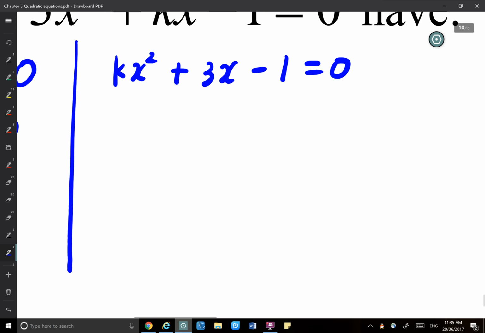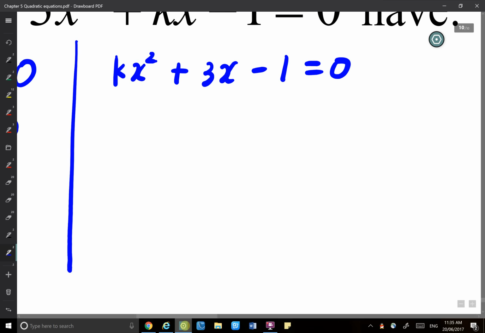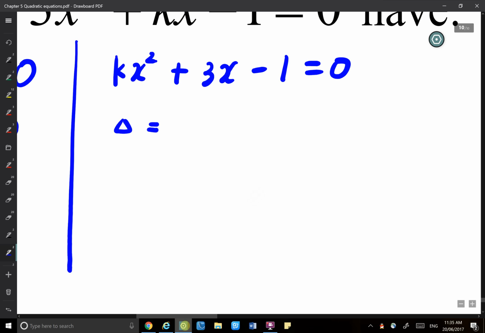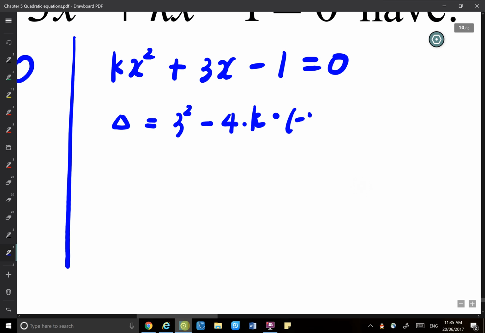So, what's the discriminant? B squared is 3 squared, minus 4 times A, which is k, times C, which is negative 1. So it's 9 plus 4k, correct? 9 plus 4k, that's the discriminant.